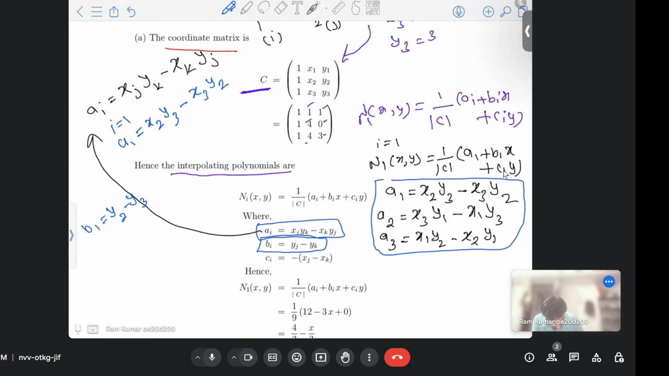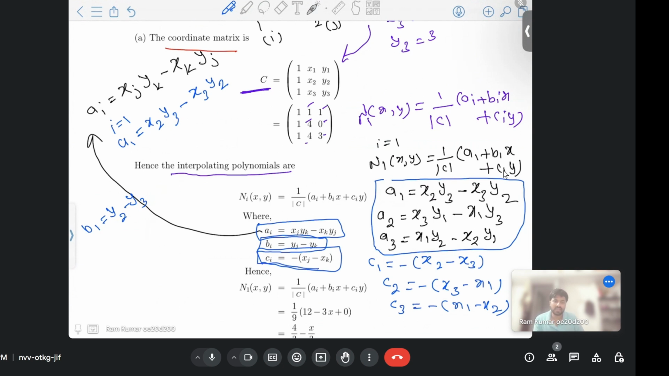Similarly, what is c_i? c1 equals minus x2 minus x3. Then what is c2? c2 equals minus x3 minus x1. What is c3? c3 equals minus x1 minus x2. So in general, how we can write this is in terms of x_i.